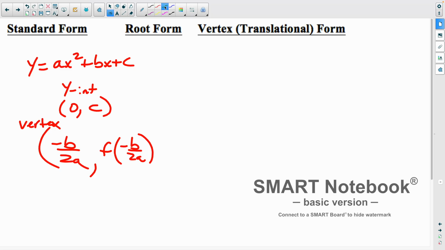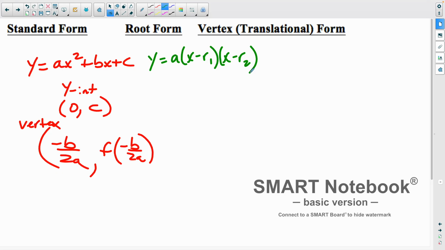Root form is y equals a times (x minus r1) times (x minus r2). That would be root form. How does it look like I got from standard form to root form? I factored. So a lot of times it's referred to as factored form. Root form and factored form are the same.